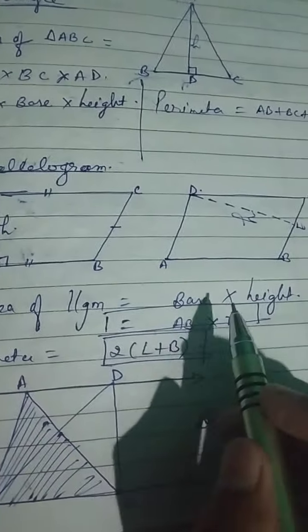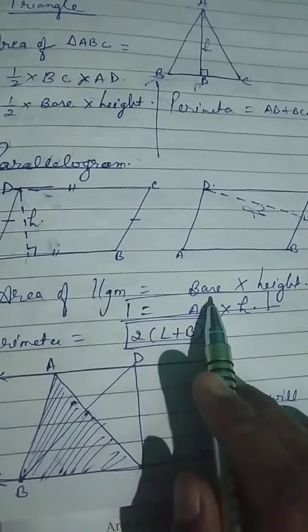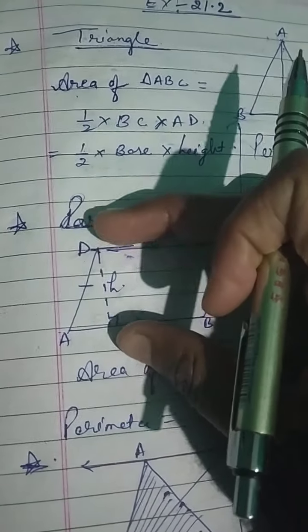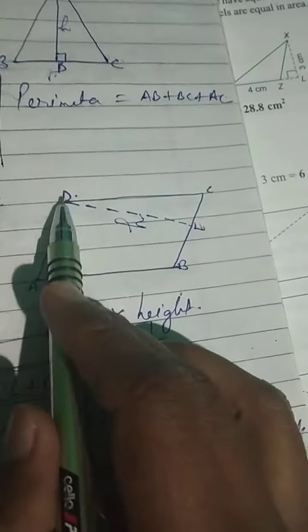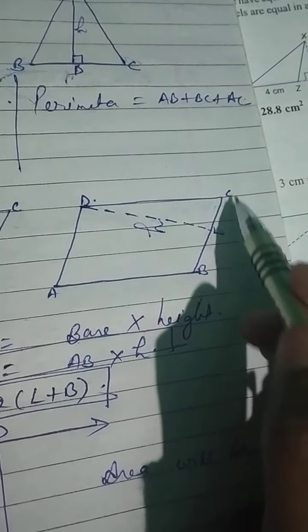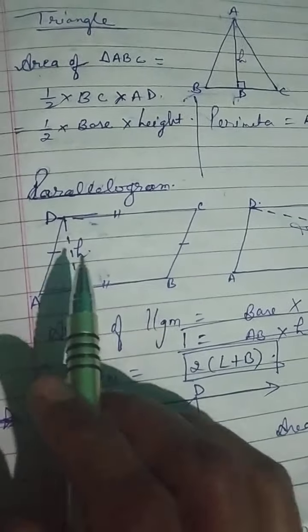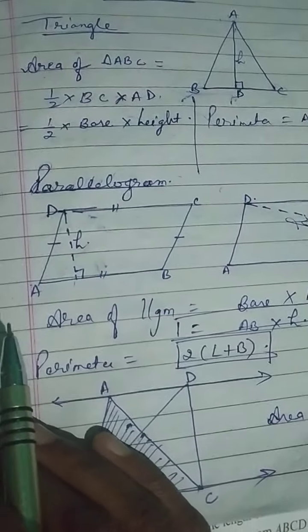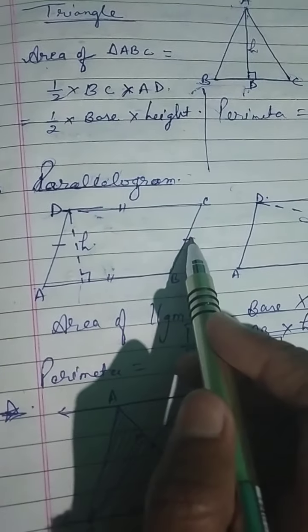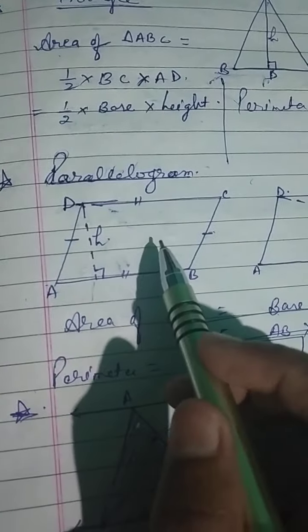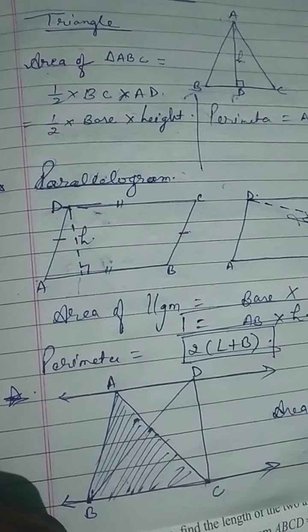Its formula is base into height. In the triangle it is half into base into height, but in this only base into height. So this is base and this will be the height. Okay. And suppose this is base and this will be the height, then again you will write this base BC into H. But in both the cases, area will be same. If the same parallelogram is having this height and this height also, the area will be same in both the cases, either you find out according to this base or according to this base.